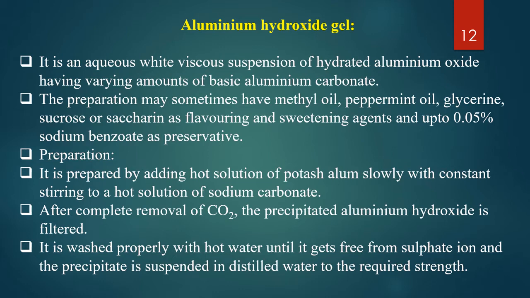Preparation. It is mainly prepared by adding a hot solution of potash alum slowly with constant stirring to a hot solution of sodium carbonate. After complete removal of carbon dioxide, the precipitated aluminum hydroxide is filtered out. Then it is washed properly with hot water until it gets free from sulfate impurities, and the precipitate is further suspended in distilled water to get the required strength.